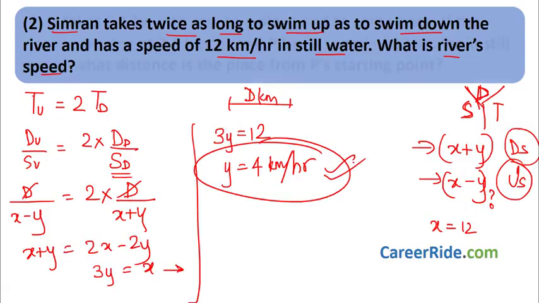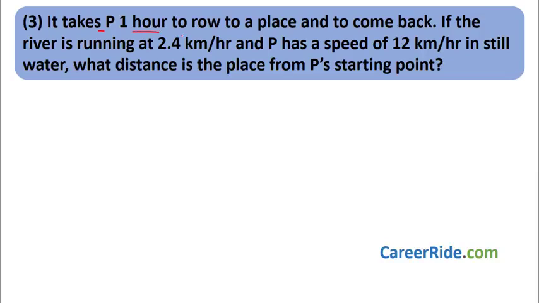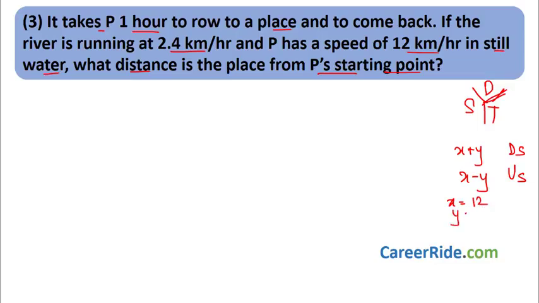Moving to question number 3. It takes P 1 hour to row to a place and come back. If the river is running at 2.4 km per hour and P has a speed of 12 km per hour in still water, what distance is the place from P's starting point? Now we have DST, since it is the speed distance time sum. Since it is boats and streams, we have x plus y as downstream speed, x minus y as upstream speed. Value of x we know it is 12, value of y is 2.4 km per hour. So x plus y would be 14.4 and x minus y would be 9.6, right?